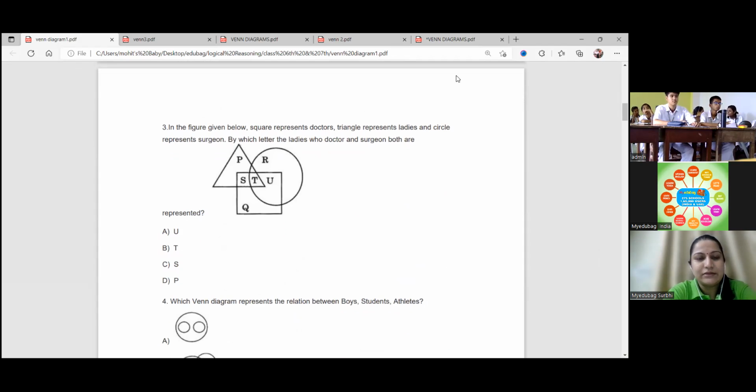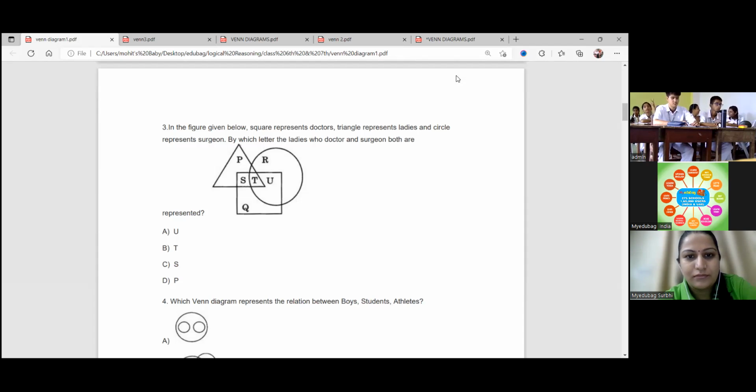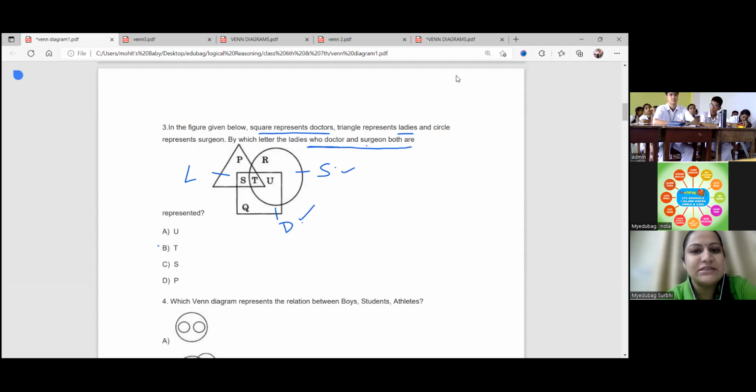Just see all the three diagrams, okay? Okay, it is two, right? We have to tell the ladies who are doctor and surgeons both. Square represents doctor. Triangle represents ladies and circle represents surgeon. So we have to see doctor and surgeon. So what is common in doctor and surgeon?